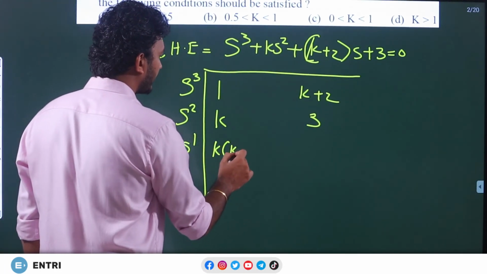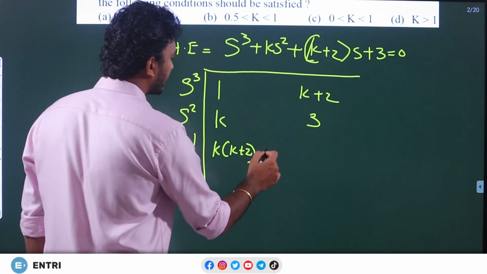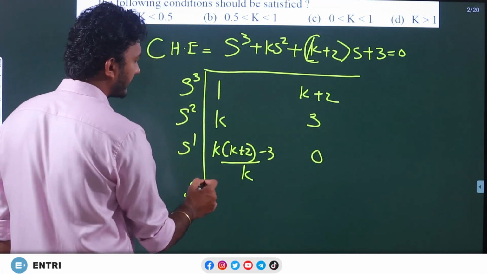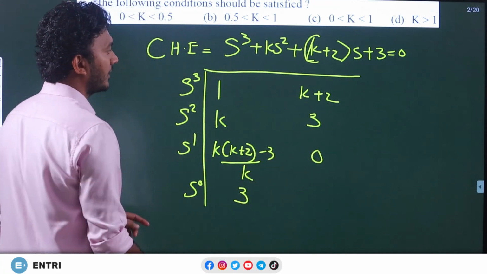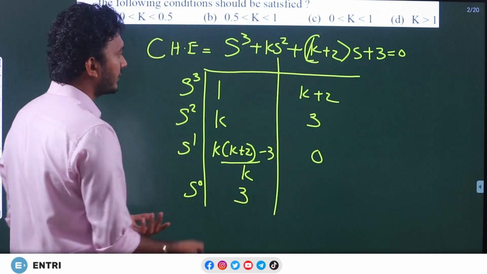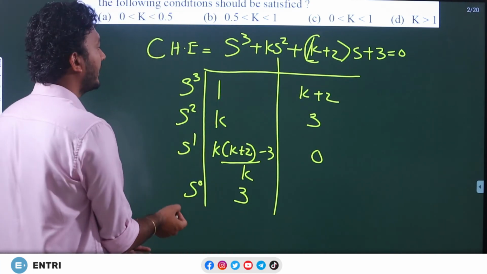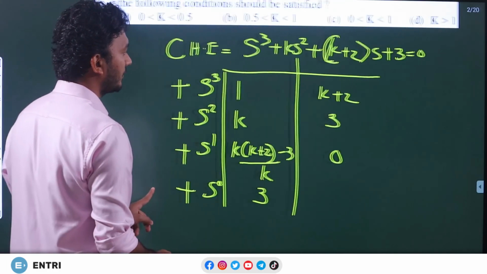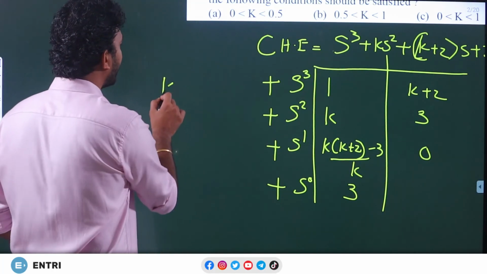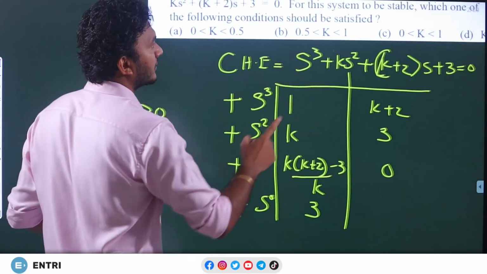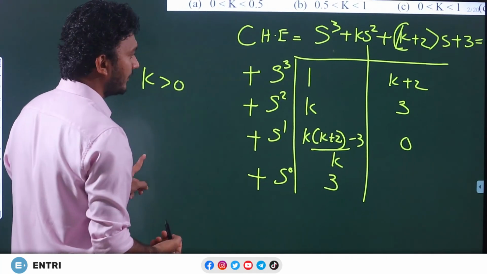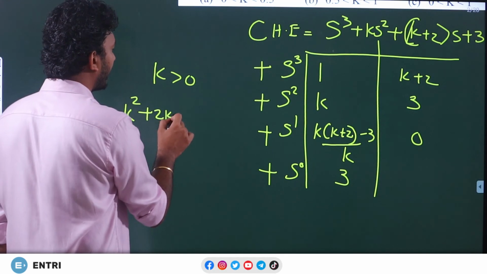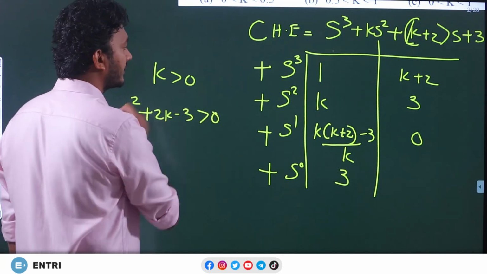Now what is s raised to 1? It is k into (k plus 2) minus 3, divided by k, and s raised to 0, you can directly write 3. For stability, each element in the first column should be positive. So k should be greater than 0, and k into (k plus 2) minus 3, that is k square plus 2k minus 3, should also be greater than 0.